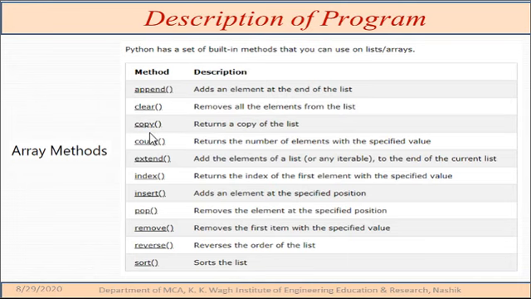If you want to copy the elements, you use copy. Then count, then extend. If you want to extend, meaning adding again, or return the count or a specific index, there is insert, pop, remove, reverse. If you want to print in reverse order, you get reverse, or if you want to sort it, you get the method sort. Likewise, these are the built-in array methods in Python.